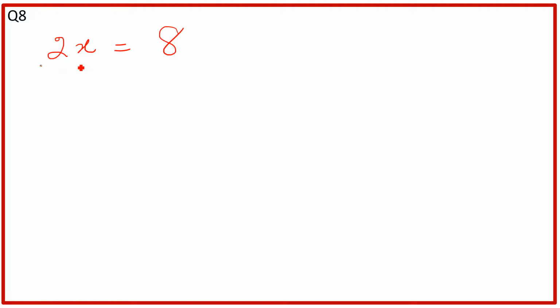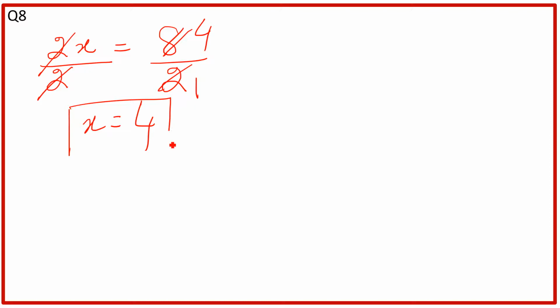So what we have to do, just divide it by this 2. Whatever we do on the left hand side or one side, you have to do to the other side as well. So this 2 and this 2 will cancel. So we have x is equal to 8 over 2, which is 4. So, x is equal to 4. Yes, it is a linear equation. See, if the answer is x is equal to something, it means it is a linear equation, right?